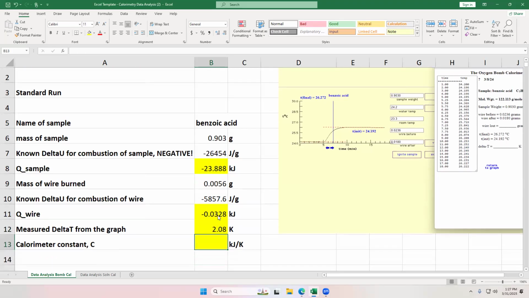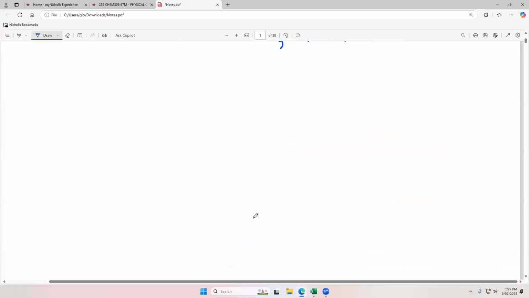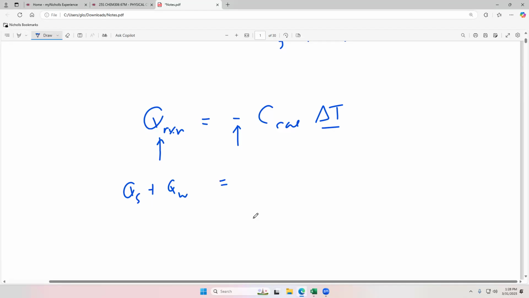So how do you determine the calorimeter constant? The basic idea in calorimetry is Q of your reaction must be equal to minus C calorimeter times delta T, right? That's the amount of heat that would have to flow in or out to reverse the temperature change that you caused. That's why there's a minus delta T there. So what's our Q reaction? This is Q sample plus Q wire, the actual Q sample and Q wire for your run, equals minus C cal delta T.